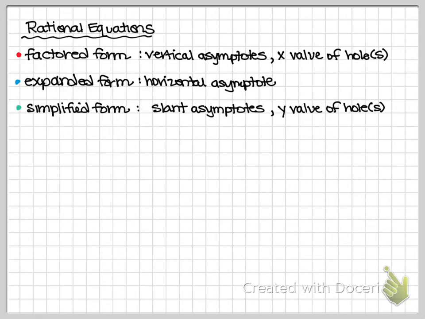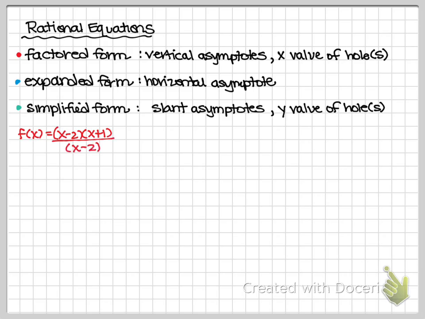Okay, graphing rational equations. We want to take a look at the different forms that might be helpful to us depending on what we're actually looking for. So if we're taking a look at factored form, hypothetically something like f of x is equal to (x minus 2)(x plus 1) all over x minus 2.